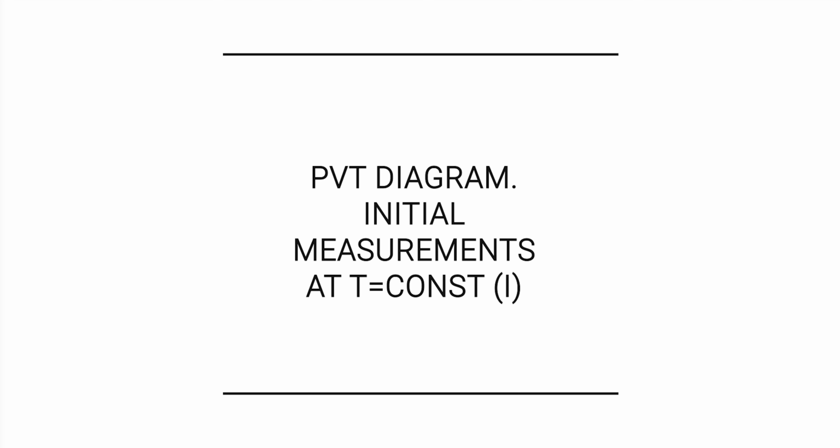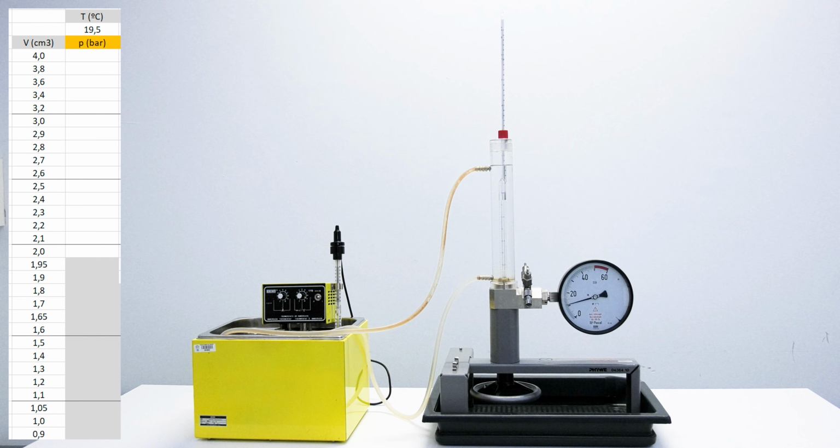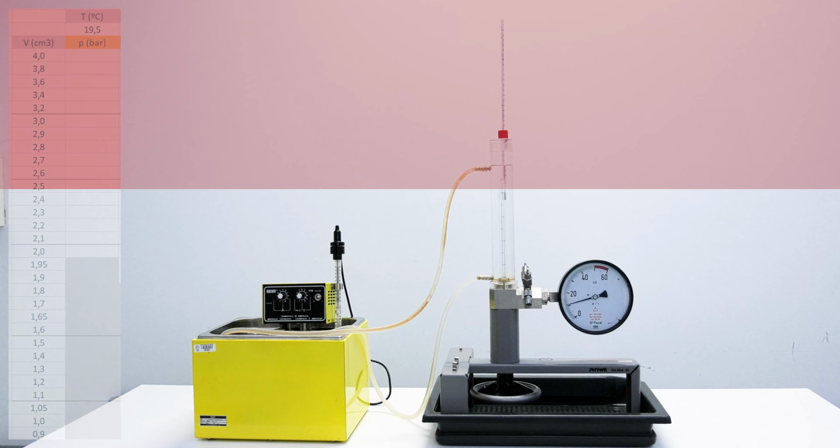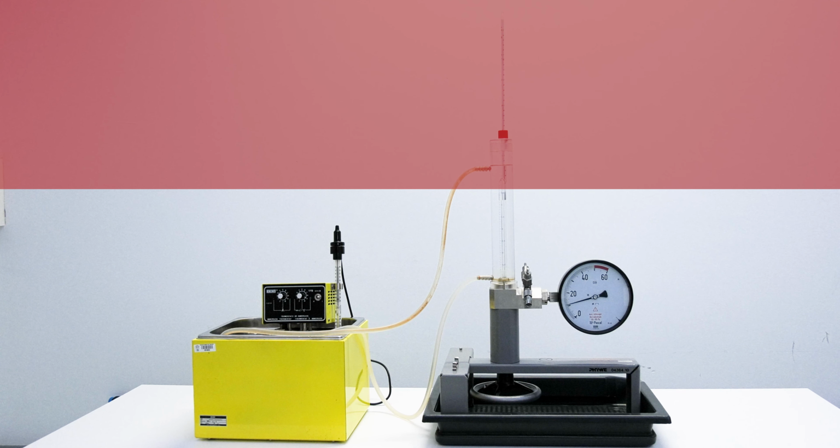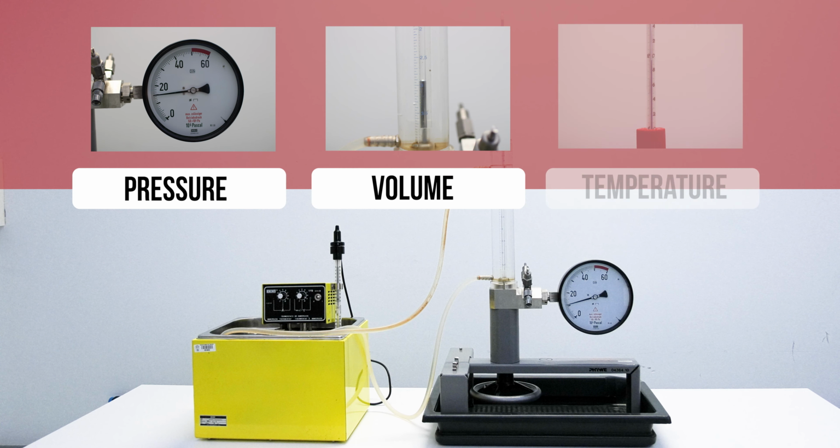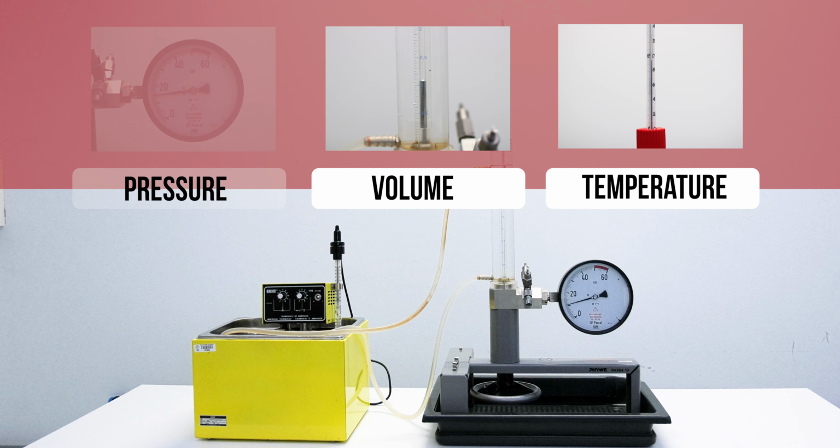PVT diagram, initial measurements at constant temperature. Now we are to obtain a table and a graphical representation of a set of PVT values of sulfur hexafluoride in the range of measurements in which our device is able to work. We know that from the 3 properties, pressure, volume, and temperature, only 2 of them are independent in order to be used as control properties. We choose 2 of them to control our experiment, temperature and volume.